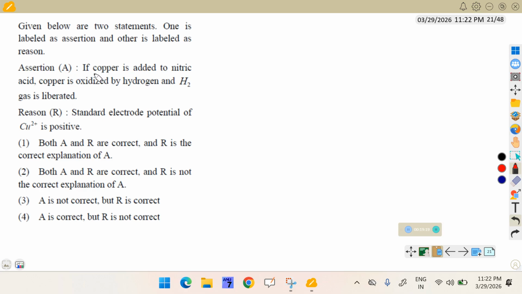Assertion: if copper is added to nitric acid, then H2 gas is liberated. Wrong. Assertion is wrong. Why? Because copper's SRP, standard reduction potential value, is positive. Positive SRP electrodes do not liberate hydrogen gas.